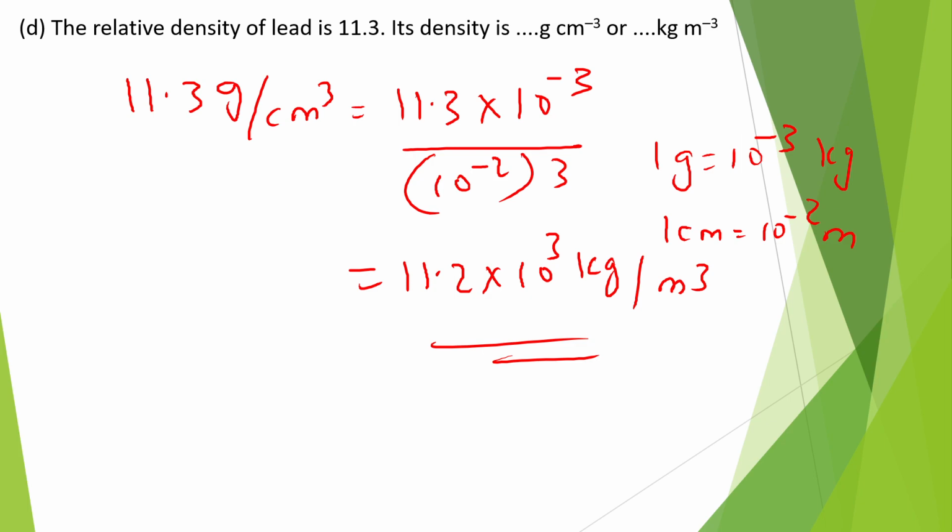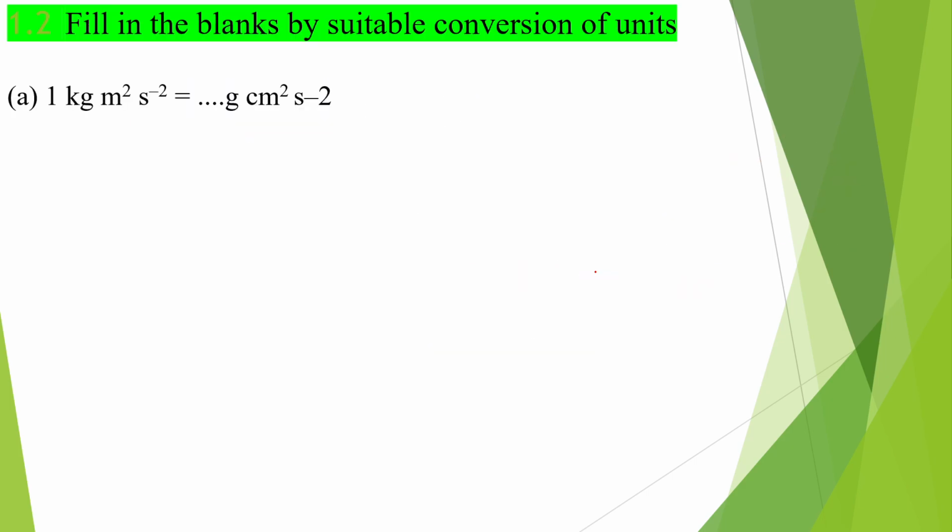Okay, so that's the solution. Here, gram you converted into kilogram, because you know that 1 gram is equal to 10 to the power minus 3 kilogram, and 1 centimeter is equal to 10 to the power minus 2 meter. So that is the solution: 11.2 into 10 to the power 3 kilogram per meter cube. Alright, we'll go to question number 2.